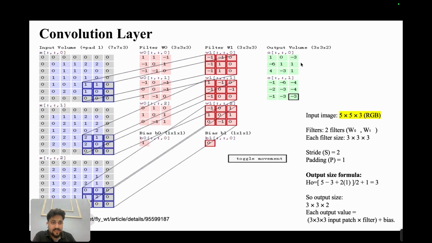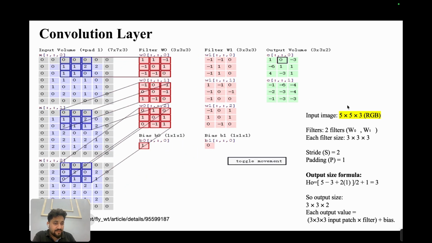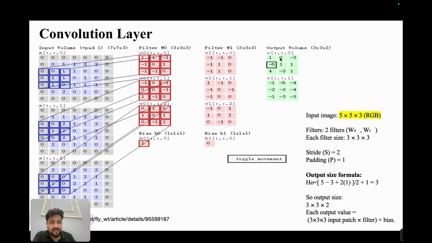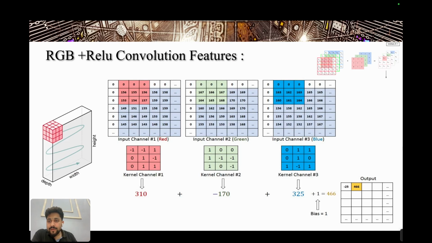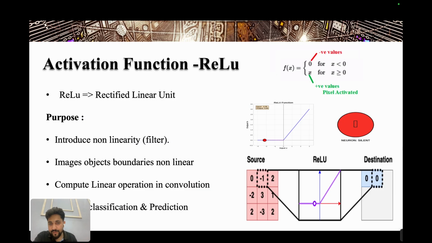When these numbers come, the negative values get transformed to zero. So this is the full RGB channel where convolution is happening. The kernel is applying matrix multiplication on this, a complex processing, and it will fetch us numbers like -25, 466, 466, 475.